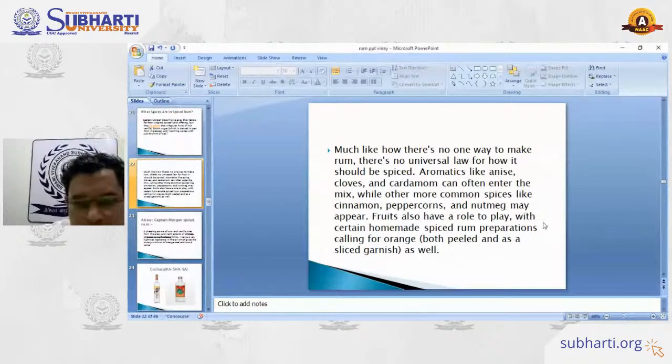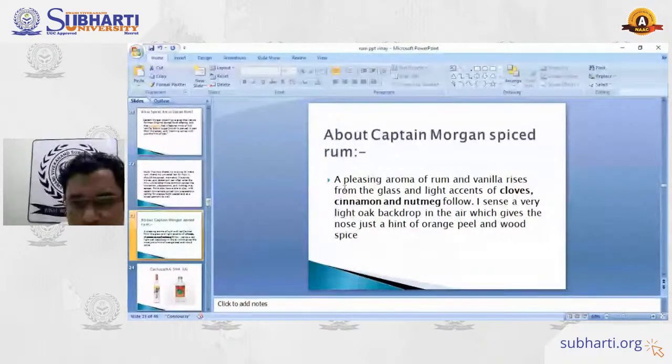Talk about the taste of the Captain Morgan spiced rum: a pleasing aroma of rum and a light accent of cloves, cinnamon and nutmeg all follow. I sense a very light oak backdrop in the air, which gives the note of spice.